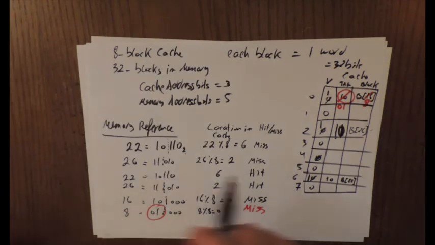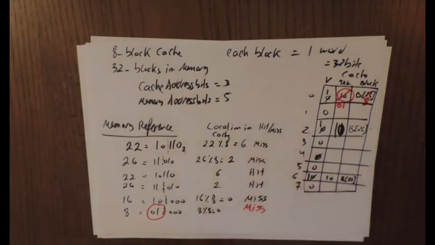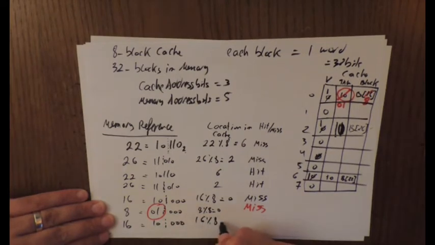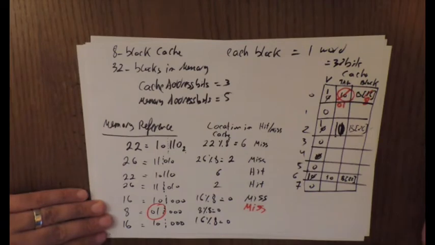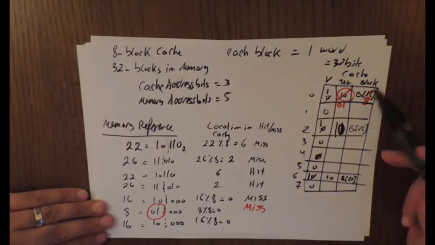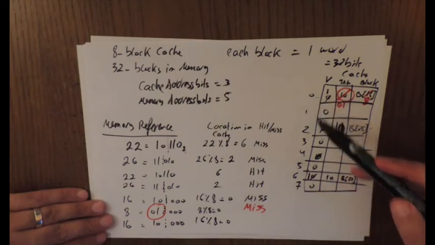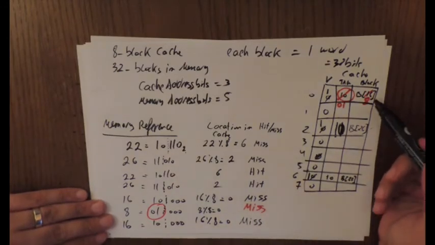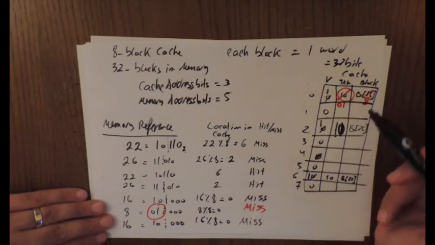Now if I go ahead and address 16 again, 10, 16 mod 8 equals 0. Is it a hit or a miss? Before answering this question, I take a look at the cache. Okay, location 0, the tag is 01. The tag I have is 10. No, it's a miss. Why is it a miss? Because the value is block 8 and I want block 16 to be in this place.